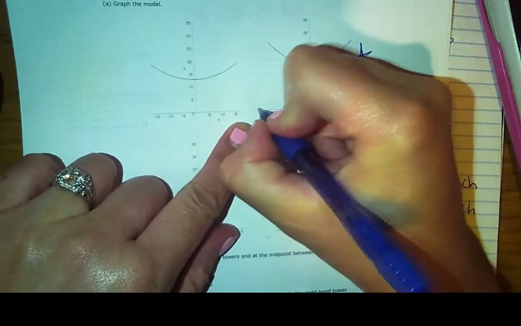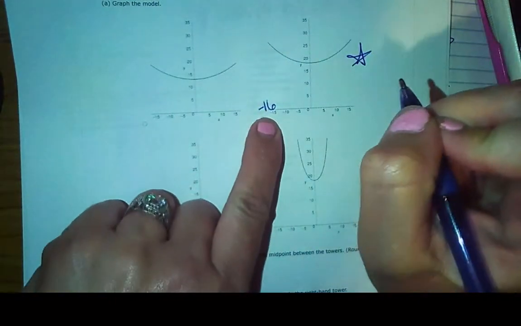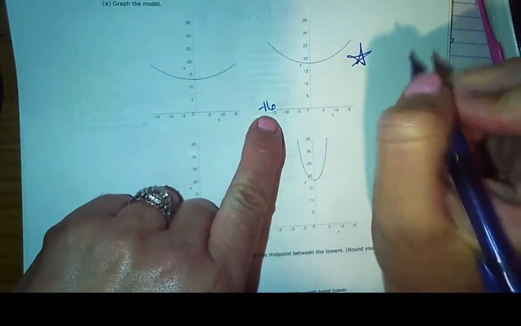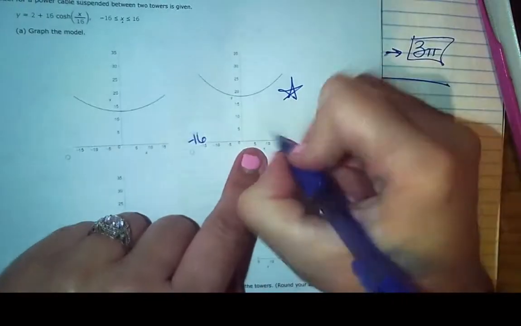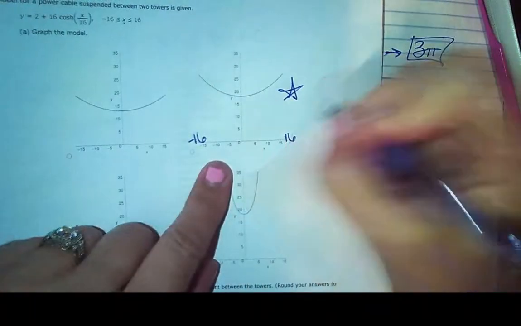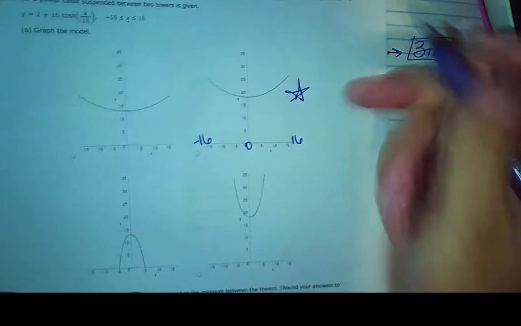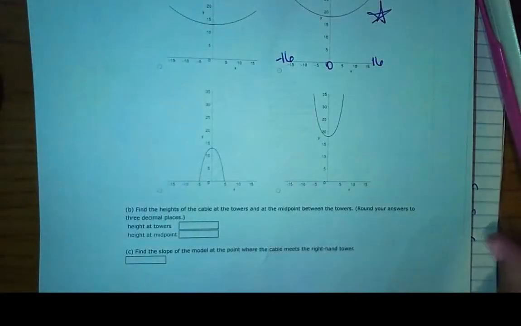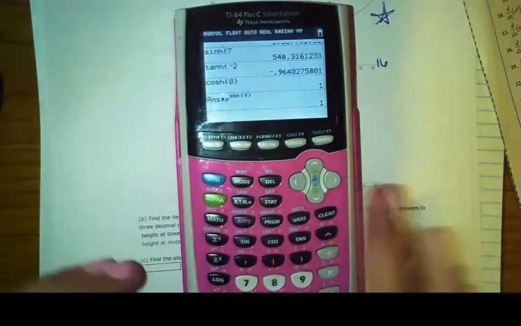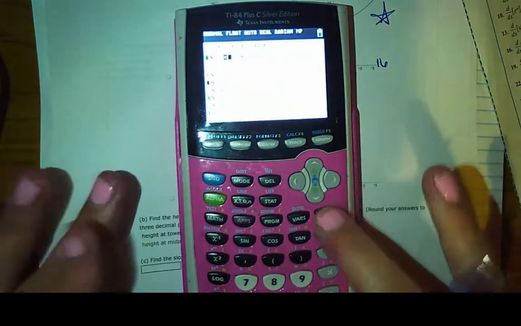So I want to know the height at negative 16, or the position, which is your original function, at negative 16, and I got that from here. And again at positive 16, and then again at 0, okay? If you haven't figured out your graph yet, then what we need to do is go to y equals.